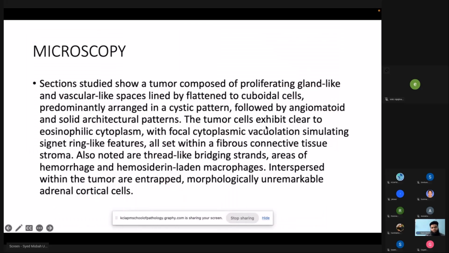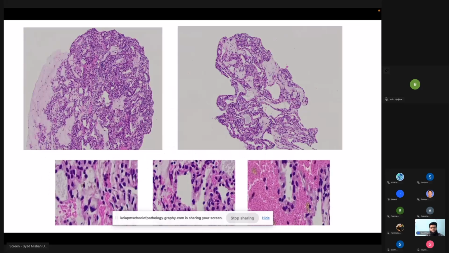Coming to the microscopy, we can see section studies show a tumor composed of proliferating gland-like and vascular-like spaces lined by flattened to cuboidal cells, predominantly arranged in a cystic pattern followed by angiomatoid and solid architectural patterns. The tumor cells exhibit clear to eosinophilic cytoplasm with focal cytoplasmic vacuolation simulating signet ring-like features, all set within a fibrous connective tissue stroma. Also noted are thread-like bridging strands, areas of hemorrhage, and hemosiderin-laden macrophages. Interspersed within the tumor cells are entrapped morphologically unremarkable adrenal cortical cells.